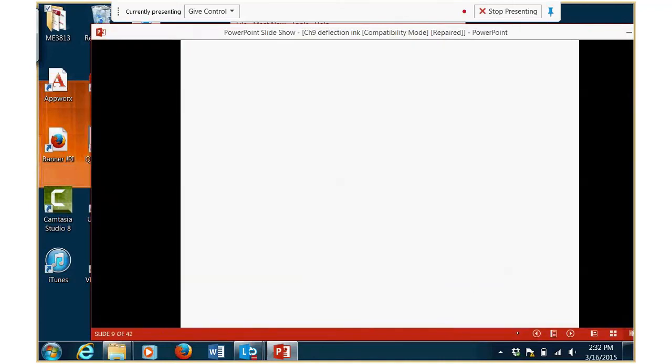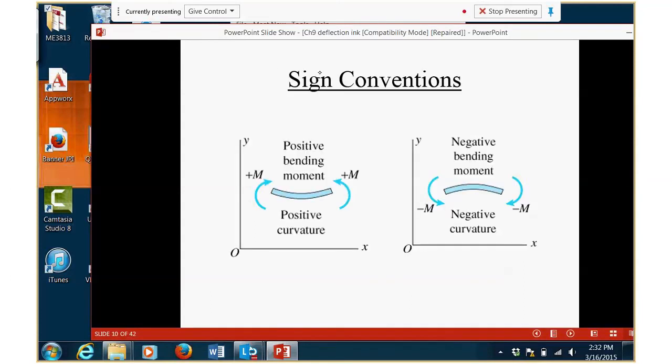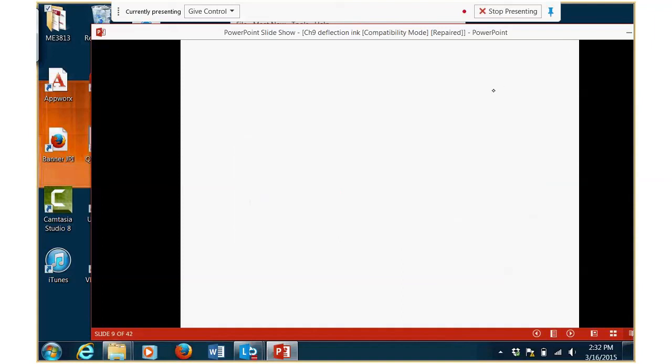Okay, so we have this page. So the first example, we start with a very simple example. Here's a beam. Oh, what happened? To allow me to write down somehow.